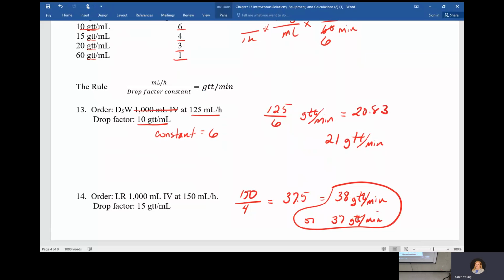I will say this, I will not put any problems on the homework or on the test that say use the shortcut or use the drop factor constant. If you don't like this one, you don't have to use it. If you like it, you can use it. You've got to know how to figure it out. So you put the 4, right? Without me telling you, how would I figure that out? Okay, it's 60 divided by the drop factor.